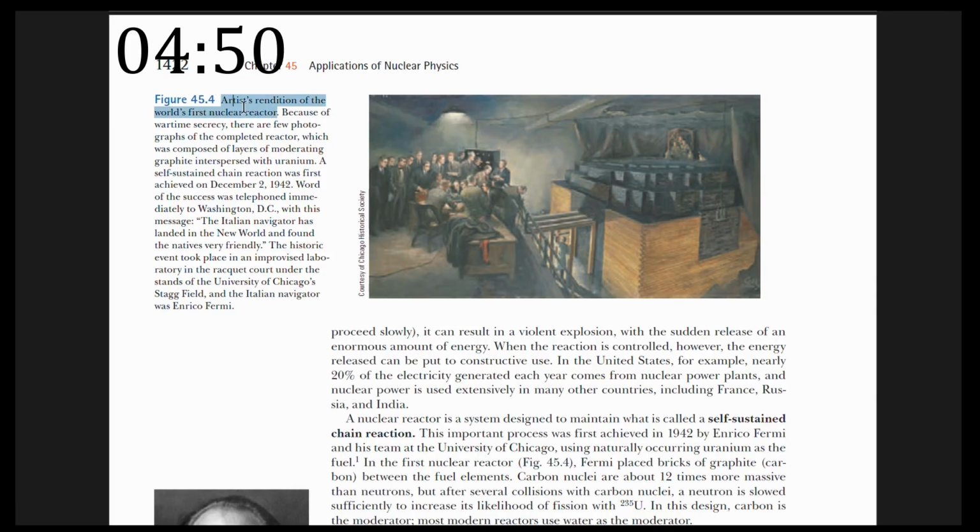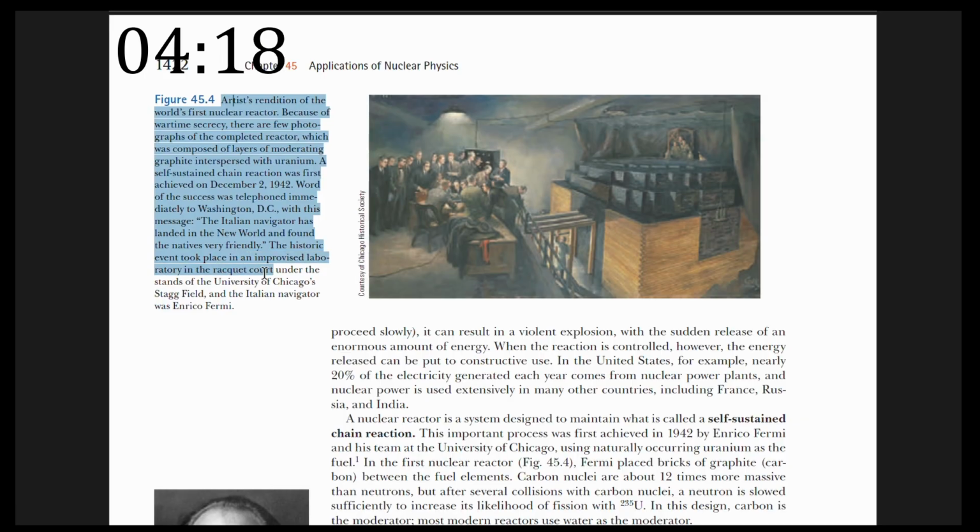We got an interesting picture here, an artist's rendition of the world's first nuclear reactor. Wow, this is cool. Because of wartime secrecy, there are few photographs of the complete reactor, which was composed of layers of moderating graphite interspersed with uranium. A self-sustained chain reaction was first achieved on December 2nd, 1942. Word of the success was telephoned immediately to Washington, D.C. with this message: the Italian navigator has landed in the New World and found the natives very friendly.